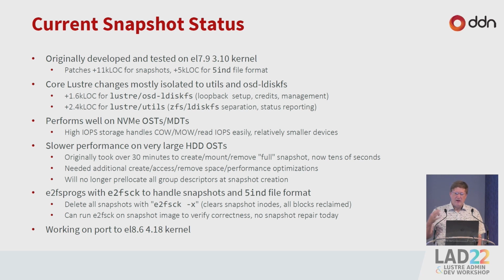FSCK, you can run FSCK on the snapshots. We can't actually fix a snapshot if it appears to be corrupt, but you can delete them. It's just like deleting a regular file, so it's actually not very complicated to delete snapshots. And e2fsck -x will delete all of the snapshots and then clear up the block references and things like that. So it's relatively low risk from that side if there's a problem with the snapshots.